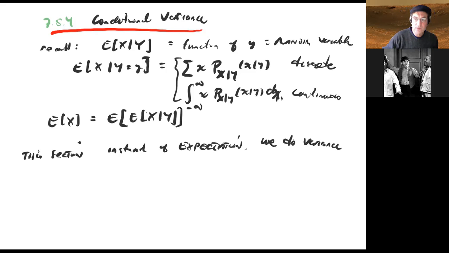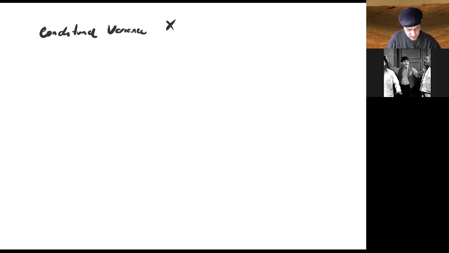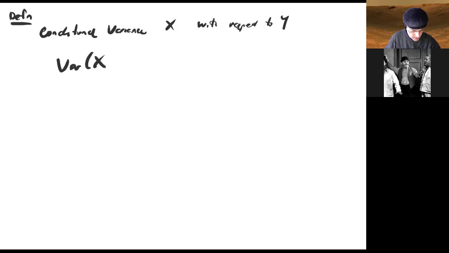Okay, so I need some space for this, so let me get it. Okay, so here's what I'm going to do. I'm going to make a definition. So it goes like this. The conditional variance of X with respect to Y, or the variance of X conditioned to Y, is given by, this is the definition, the expression variance of X conditioned to Y.